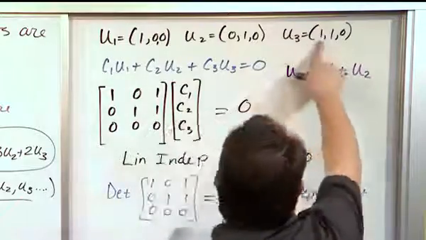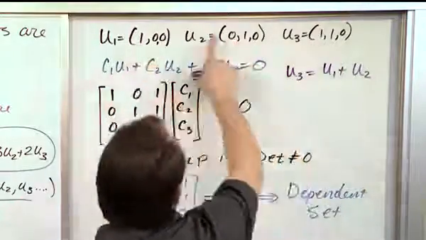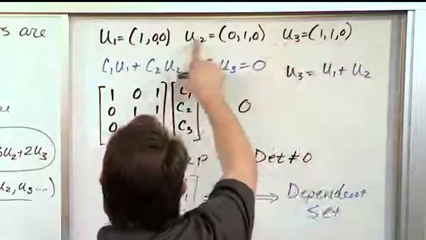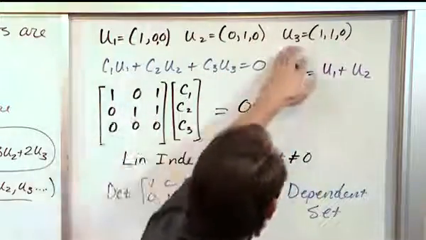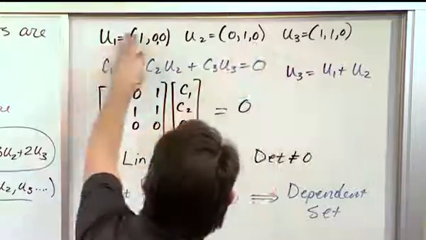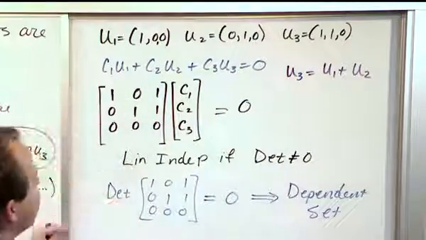Think about it. This is equal to 0 plus 1. This 1 is equal to 1 plus 0. This 0 is equal to 0 plus 0. Because U3 can be written as a combination of the other 2 vectors, these are not independent vectors.